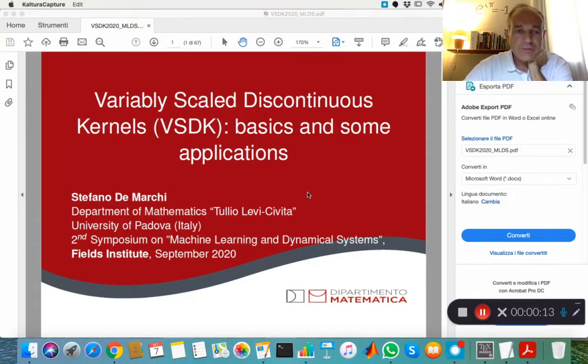And my talk today concerns this research that I've been involved in for a few years. Mainly my research topic is kernel-based approximation. And recently we went through what is, for me, a kind of new frontier with different applications in many fields, the so-called variably scaled discontinuous kernels.